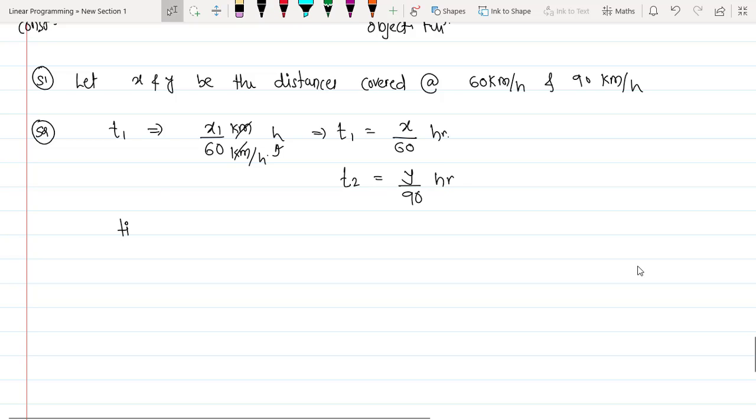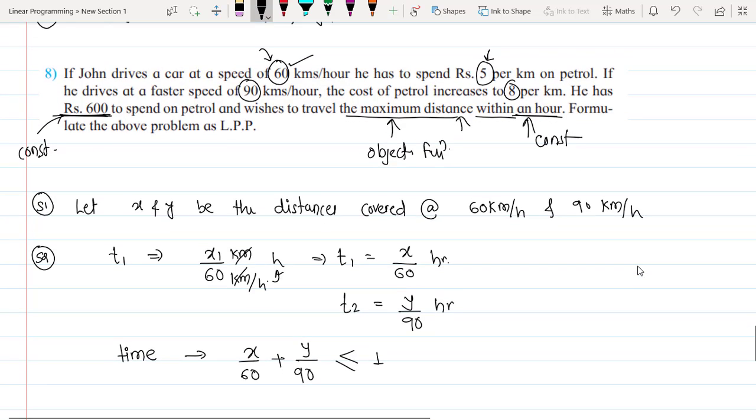So the constraint is on time. Okay, so the first constraint is what? It is x by 60 plus y by 90. It should be less than or equals to 1 hour. I hope you are understanding this. So this is time 1 and this is time 2. If I add these two, I will have the time which is less than or equals to 1. First constraint. The second constraint is on the rupees.